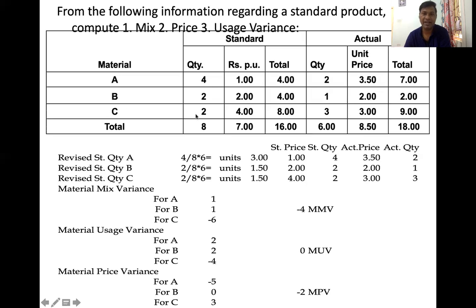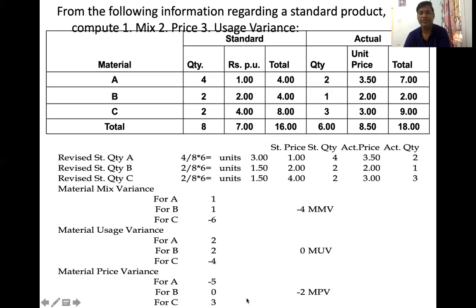Now let's come to C. The standard price of C is 4, actual price of C is 3. 4 minus 3 is 1. Am I going right? No, this is wrong. The standard price of C is 4, actual price is 3. Luckily both are 3, therefore you could notice it. So 4 minus 3 is 1, into actual quantity 3. So the material price variance for C is 3 rupees.